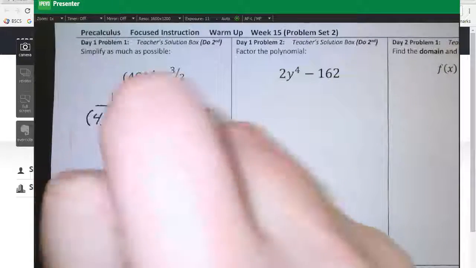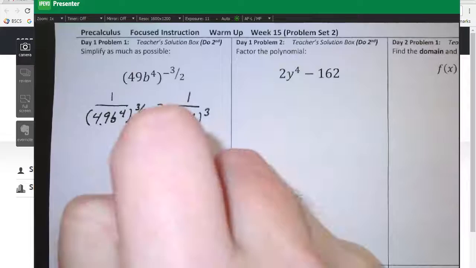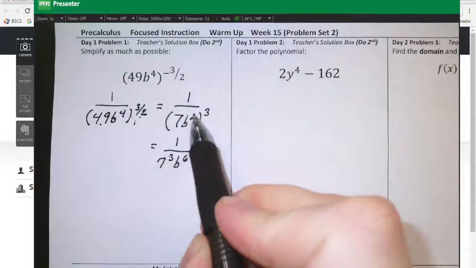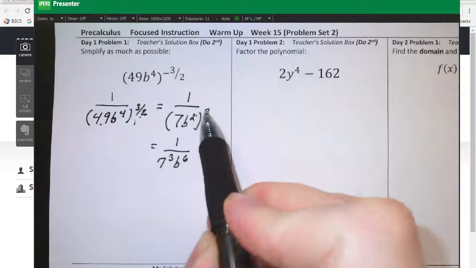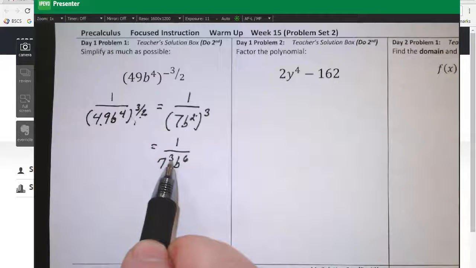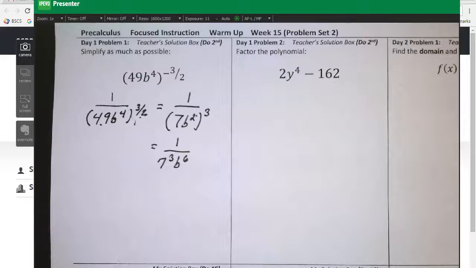Next step, we have 1 over 7 to the 3rd power b to the 6th power. So in the case of the variable, we're going to use the rule about multiplying the exponents together to get this. You can figure out what 7 to the 3rd power is. Just use your calculator, and you can replace 7 to the 3rd power with a number if you like.